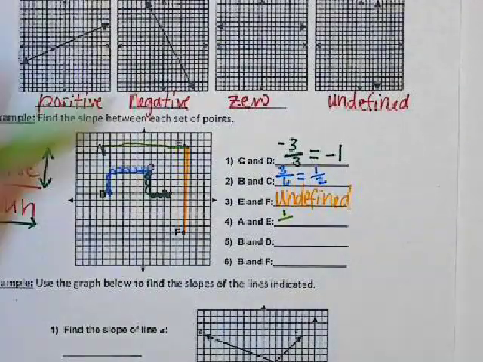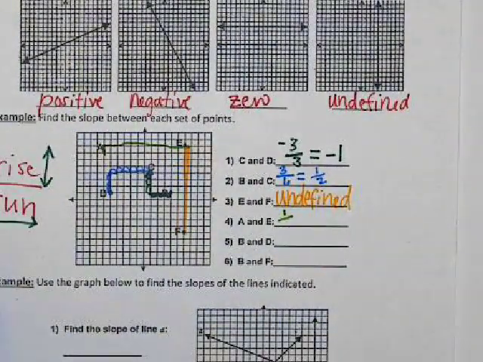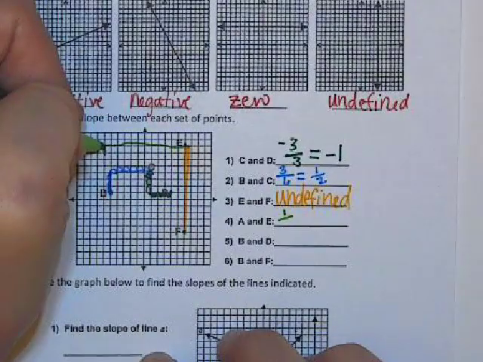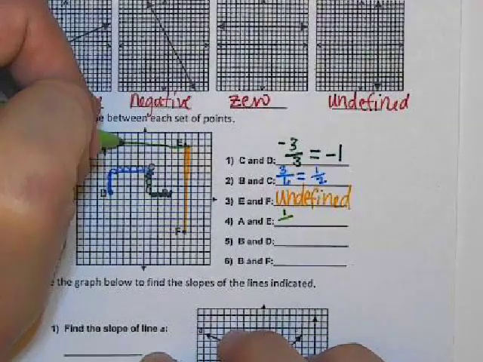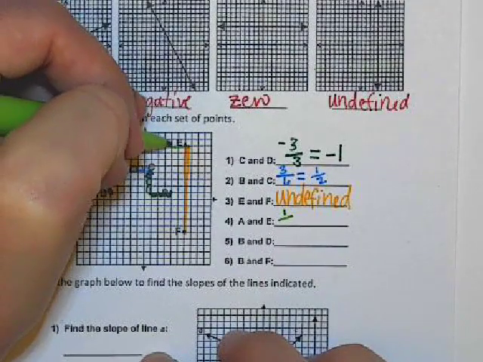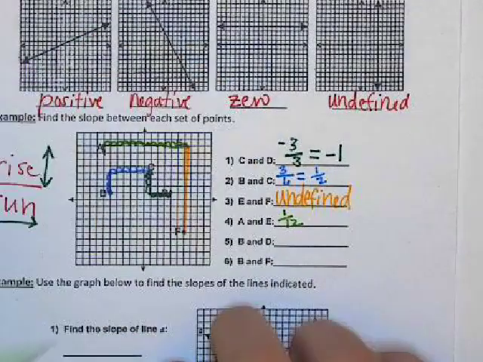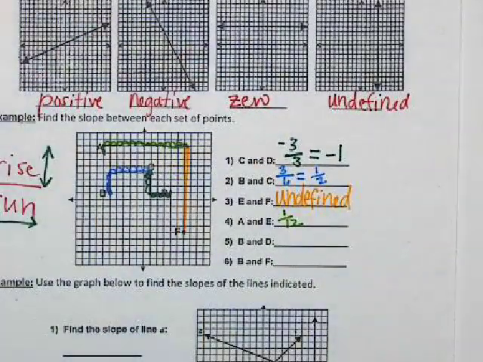Okay, so A, you're going to go up 1, so that's going to be positive 1. Then how many do I run to the right? 1, 2, 3, 4, 5, 6, 7, 8, 9, 10, 11, 12. 1 over 12. Can I reduce 1 over 12? Nope. Okay, B to D.